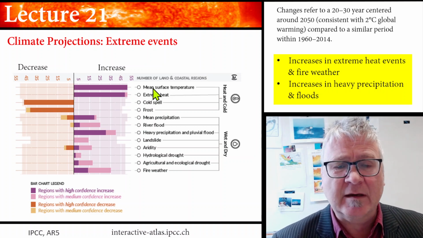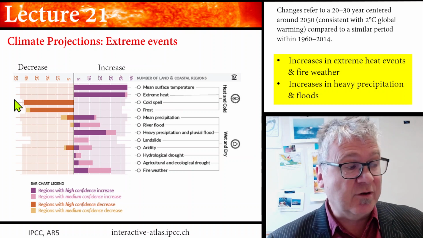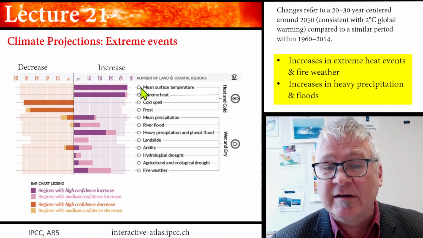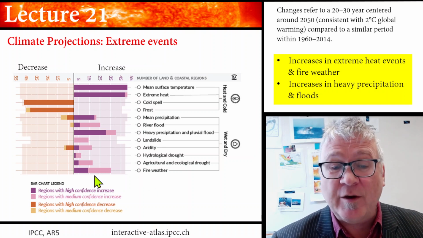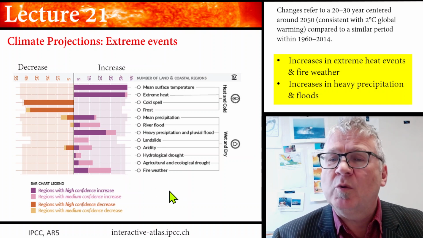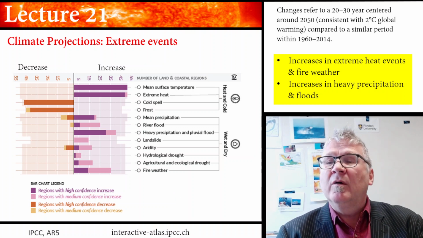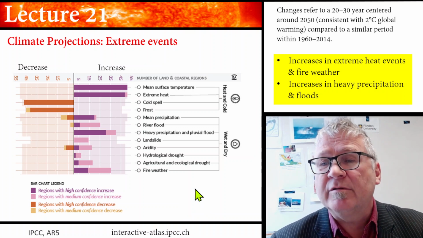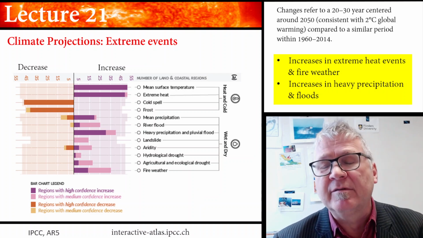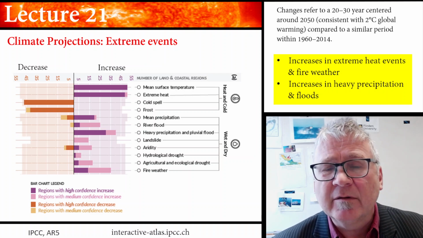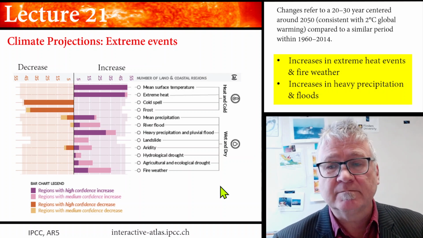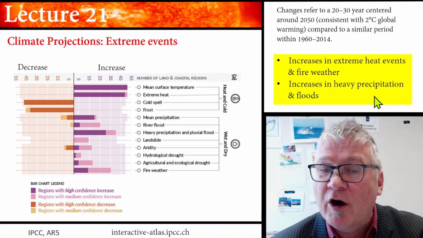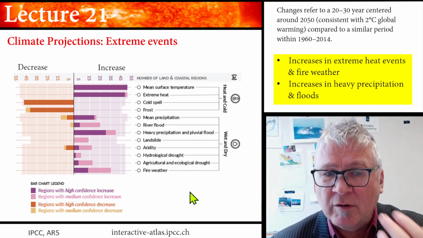Cold spells, okay, get a decrease. Also a high confidence of a decrease. You have frost events, and you can look through these. River floods, and you can see that there is an increase of these extreme events. Fire weather, okay. So these changes refer to around 2050, the middle of this century, consistent with 2 degrees Celsius global warming, compared to a similar period something like 50 years ago, or something around that. Okay, and what you can see, increases in extreme heat events, fire weather, increases in heavy precipitation and floods. It doesn't tell you how much, but you get that confidence that there will be increases.